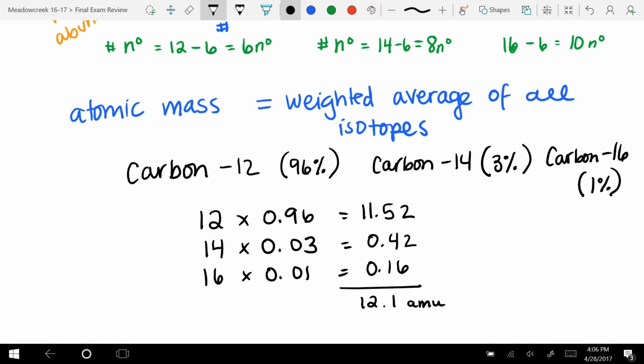Okay, this is pretty close to what is on the periodic table. It's 12.011, but considering I made up my percentages, I was pretty close. That's how you would calculate your weighted average. It's also similar to how you would calculate your grade in chemistry.